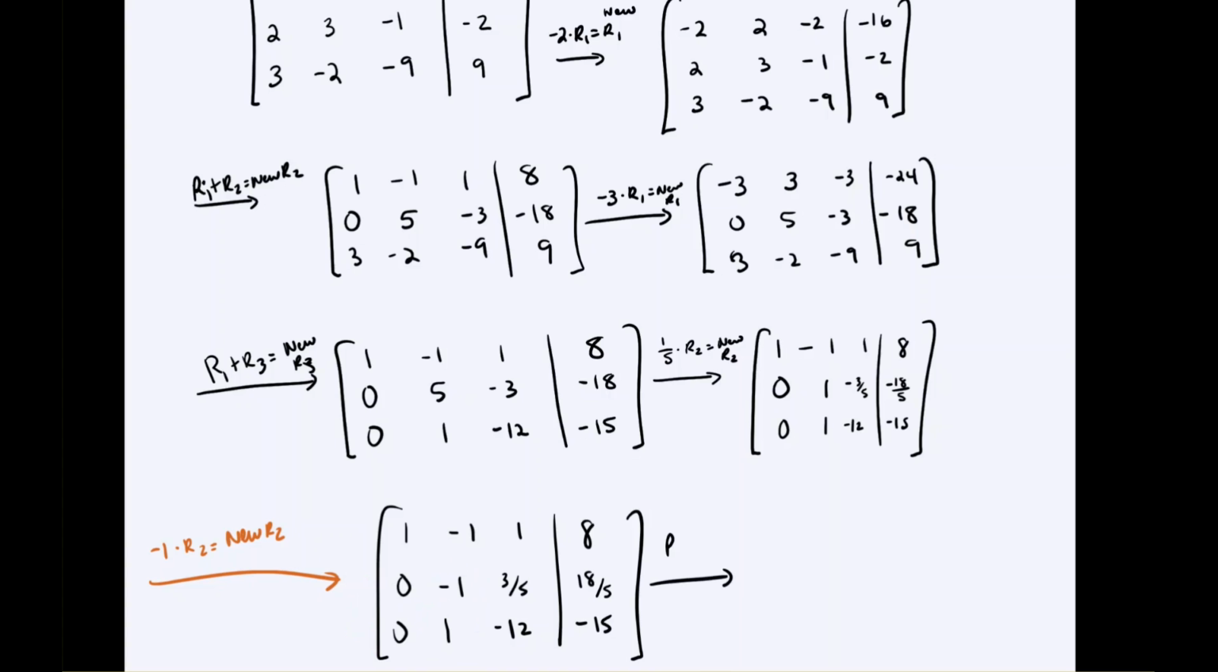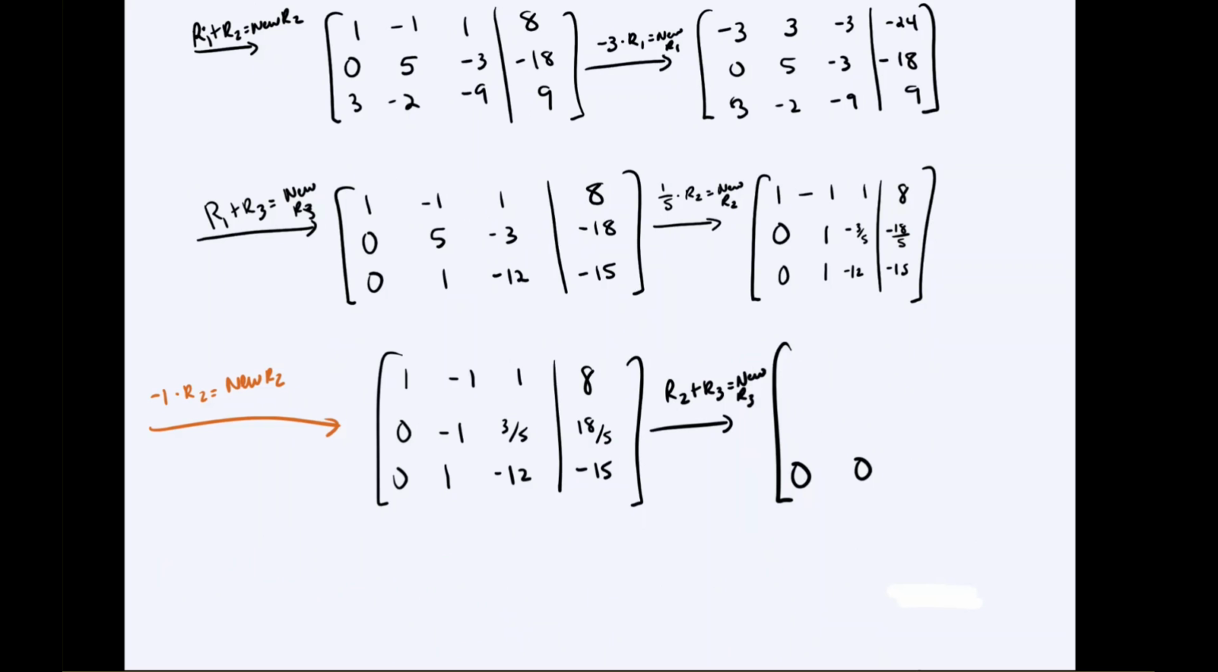So now I'm going to say row 2 plus row 3 is new row 3. And we add term by term. 0 plus 0 is 0. Negative 1 plus 1 is 0. And now we'll need to do a little calculation off to the side to add 3/5 of negative 12. So we've got 3/5 plus negative 12. Well, negative 12 as a fifth is 60 over 5, so 3/5 minus 60 over 5 is negative 57/5.